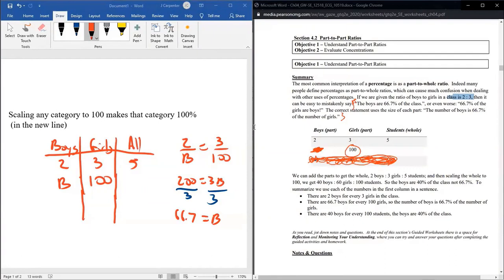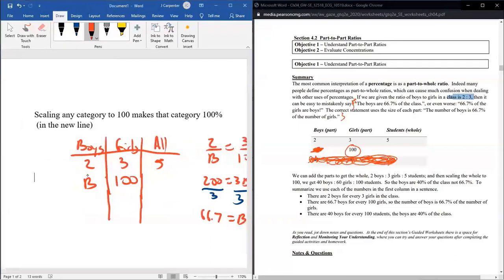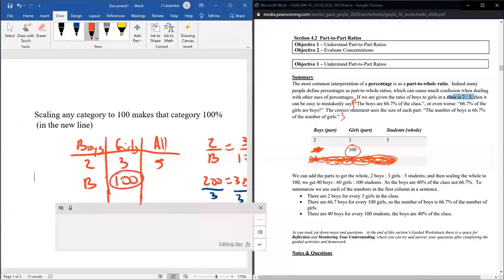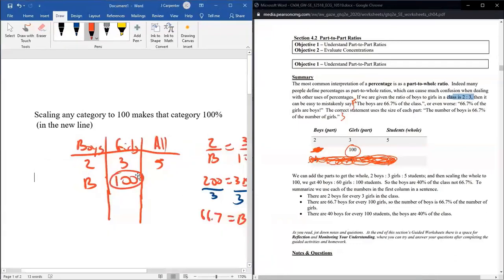So again, this last sentence in that summary is extremely important to understand because this 100 was here, not in the all category. We're not saying that the number we got for boys is the percentage of the class. It's the percentage of the value of girls. So it's the boys are 66.7% of the girls.